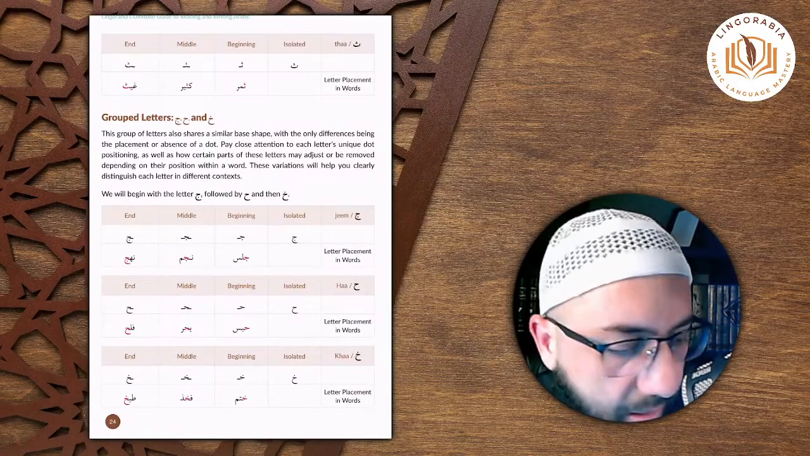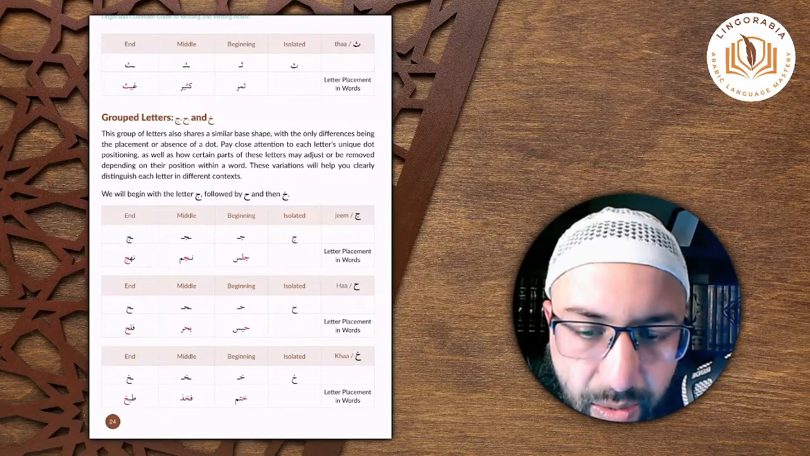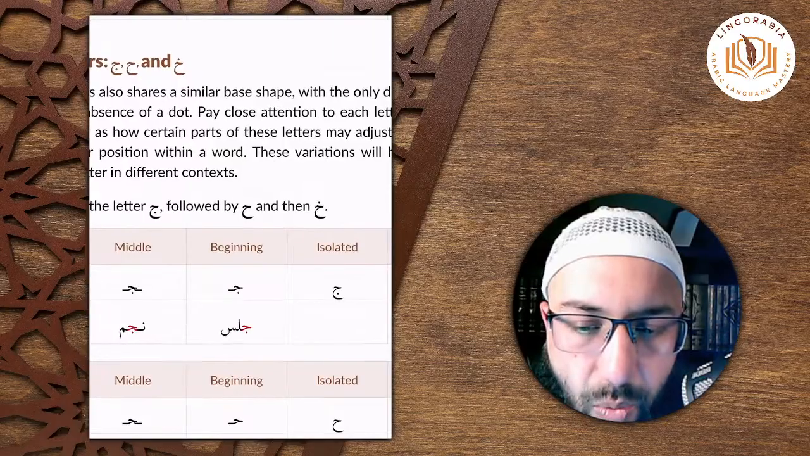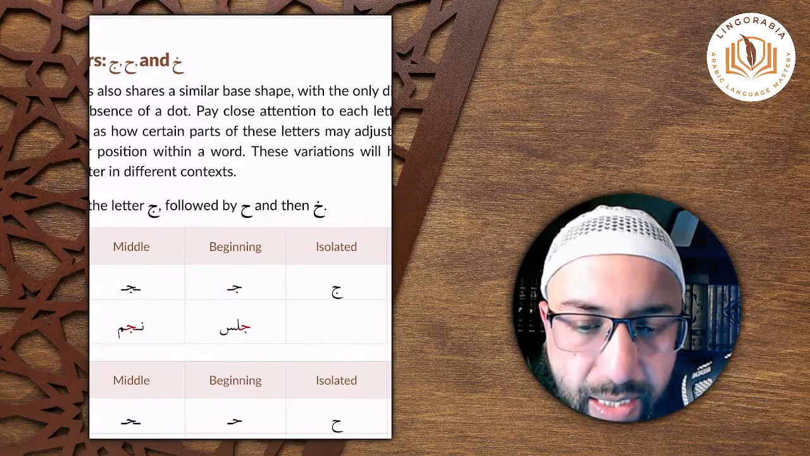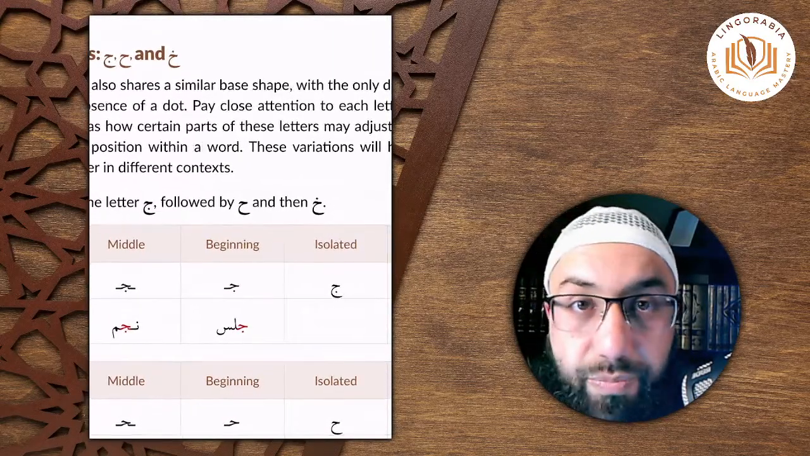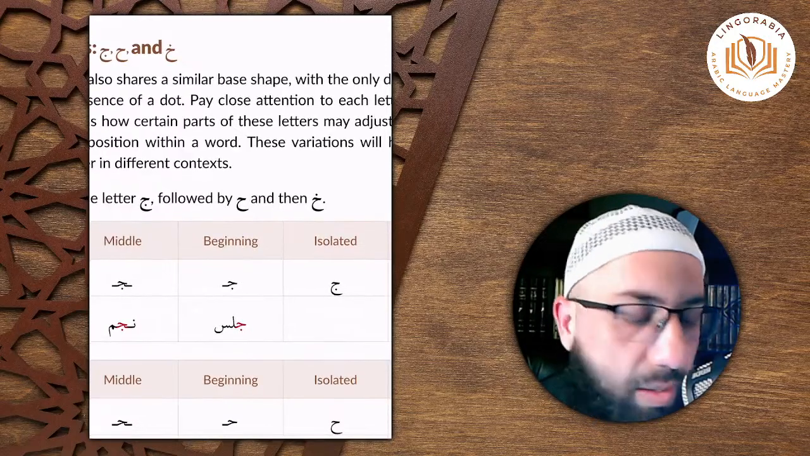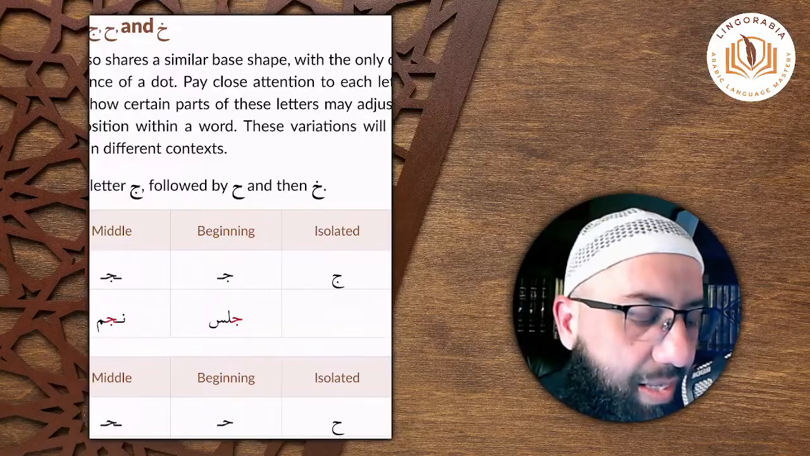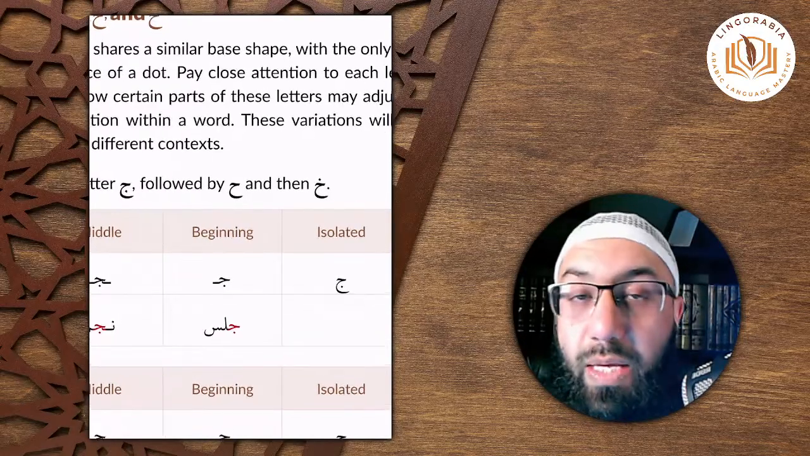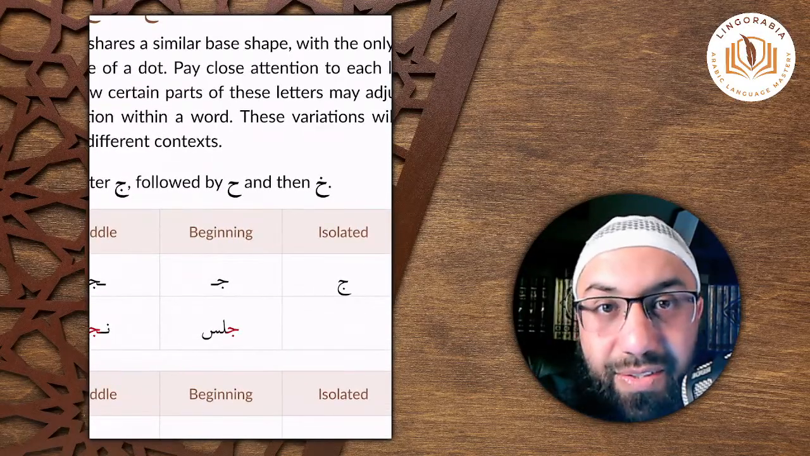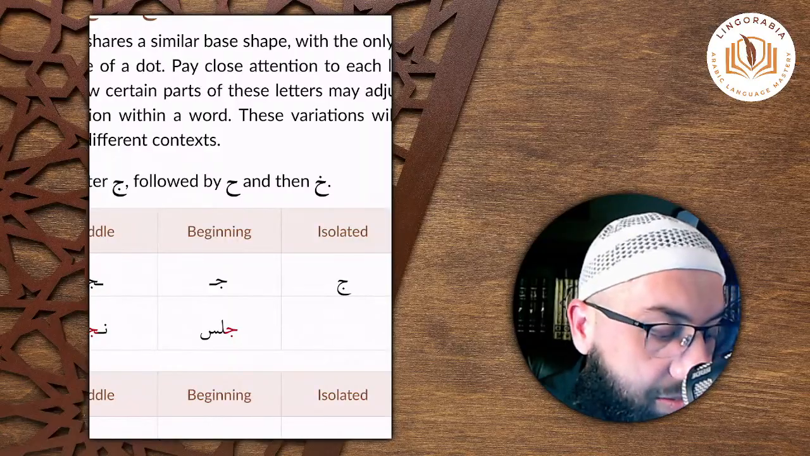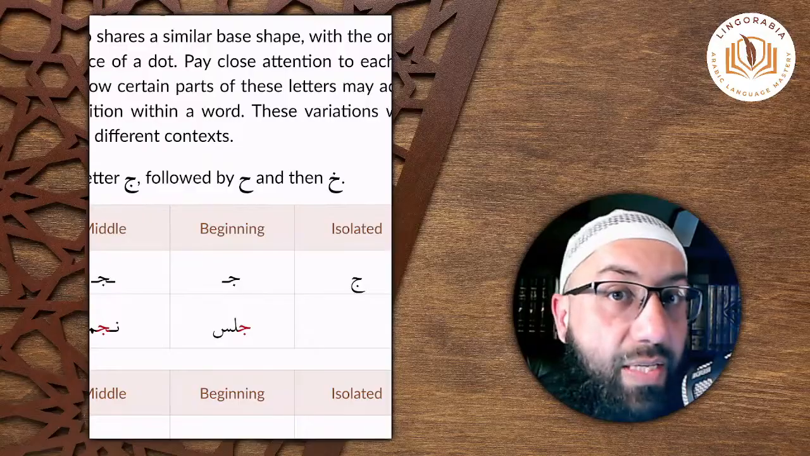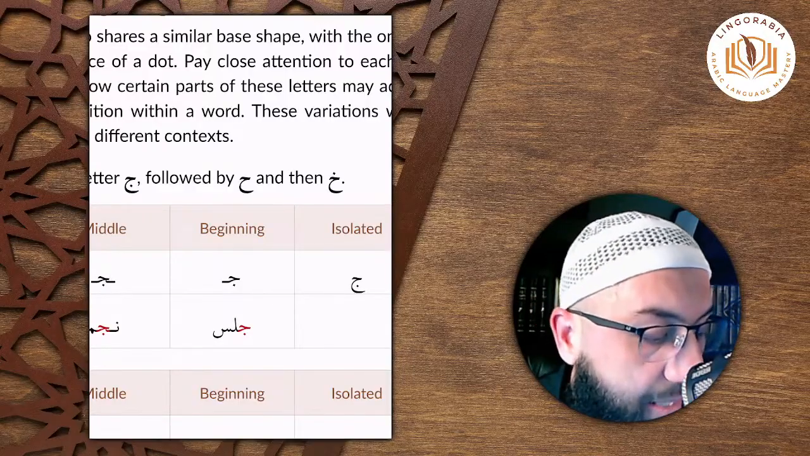So these letters, brothers and sisters, we discussed them: the letter Jim, the letter Ha, and the letter Kha. We said that these letters look identical, apart from the dots. The dot is the only thing that distinguishes between these letters. If it has a dot in the middle, it's a Jim. If there is no dot, then it's a Ha. If there is a dot upon the letter, then it's a Kha.